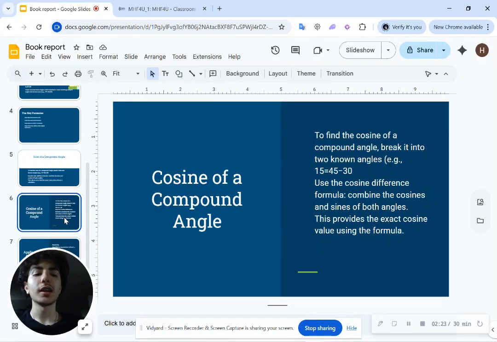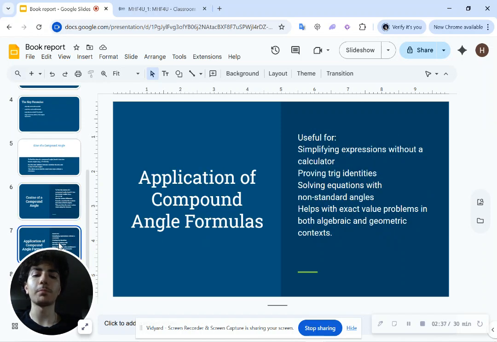As you can see, when we have one angle like 15, we can break it up into two angles like 45 and 30 to make up the one angle of 15. This makes it way easier, less complex, and easier to look at and understand.